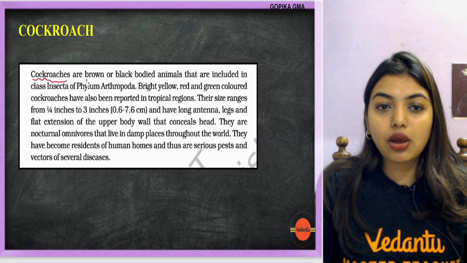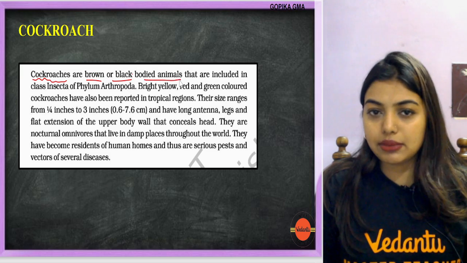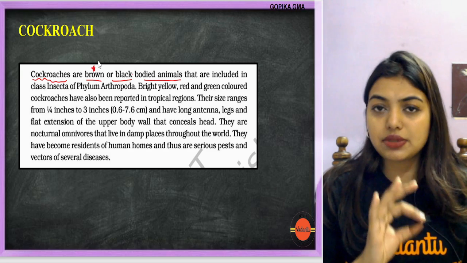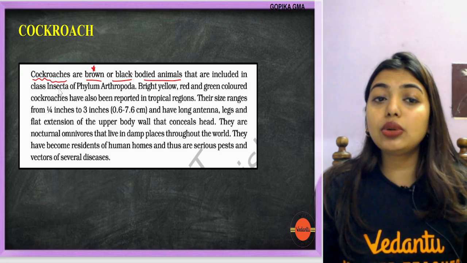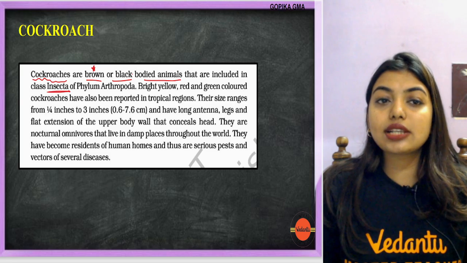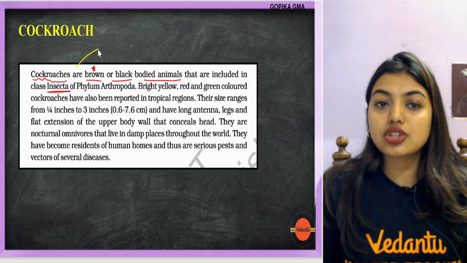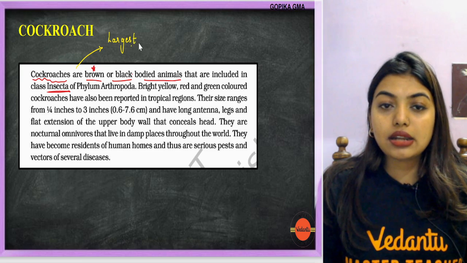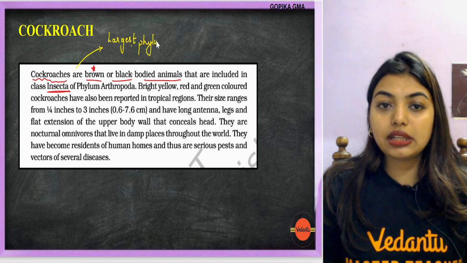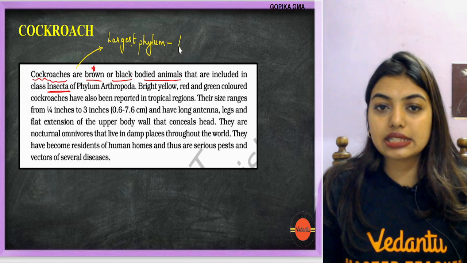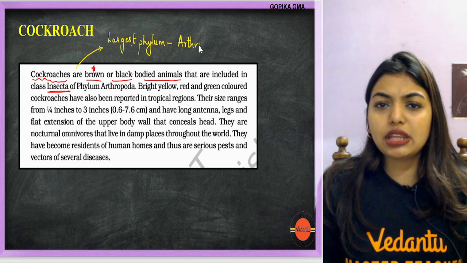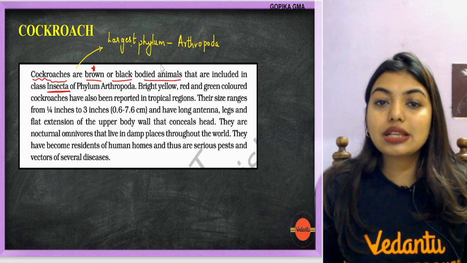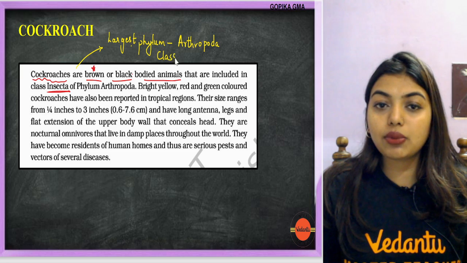Cockroaches are brown or black bodied animals, okay? The general ones that we see are the brown ones, and they are included in the class Insecta. And students, as all of you know, Arthropoda is one of the largest phyla. The largest phylum is Arthropoda, and the main reason for this is the class Insecta. If you go to any part of this world, you will always spot an insect, right? So class Insecta has made Arthropoda one of the biggest phyla.